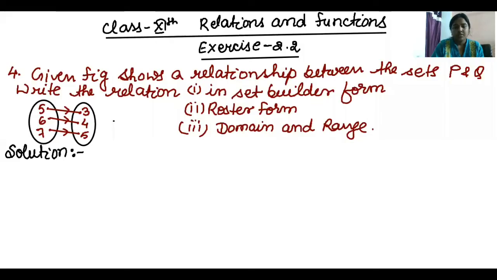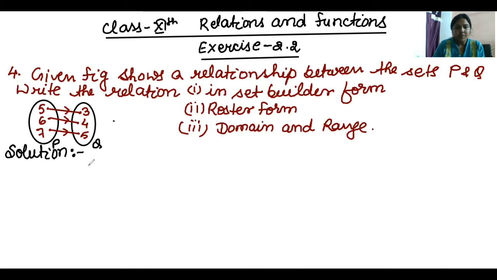Hello students. So this is question number 4 we will discuss from exercise 2.2. The question is, here one figure is given, of P and Q sets, which shows a relationship between the sets P and Q. Write the relation in the set builder form, roster form and domain and range. So one by one we will find out.